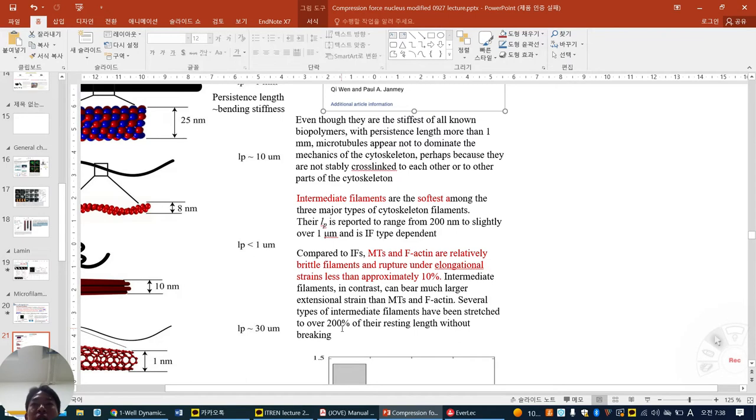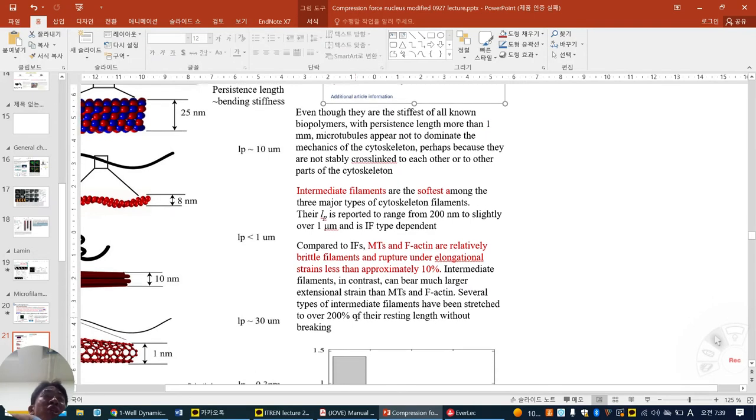Okay, so from this sentence, you can see that intermediate filament is the softest one, okay? They are more flexible, but microtubule and actin filament are more brittle. They only endure 10% change, but intermediate filament up to 200% change.